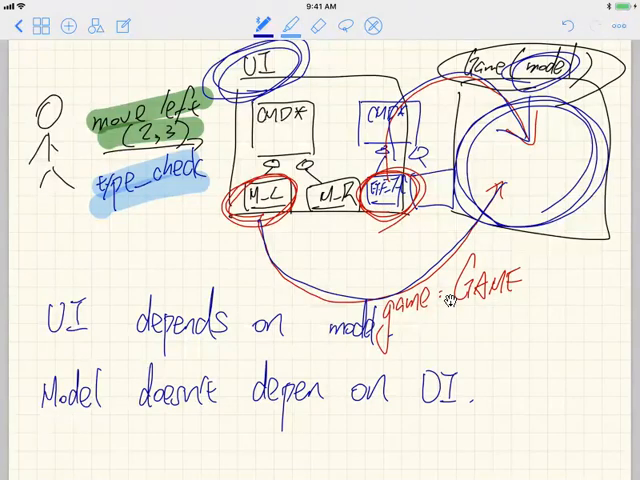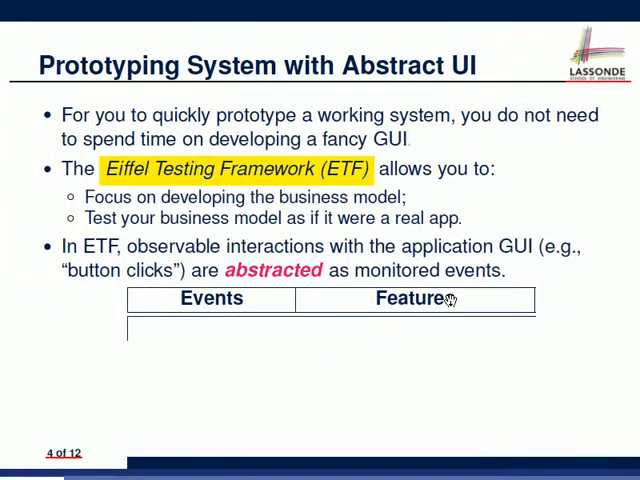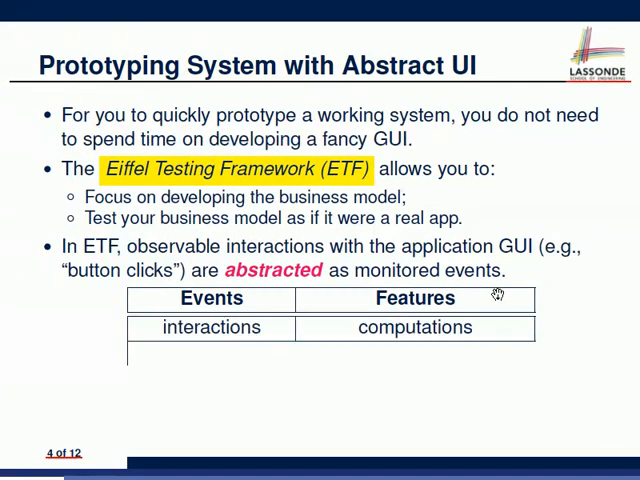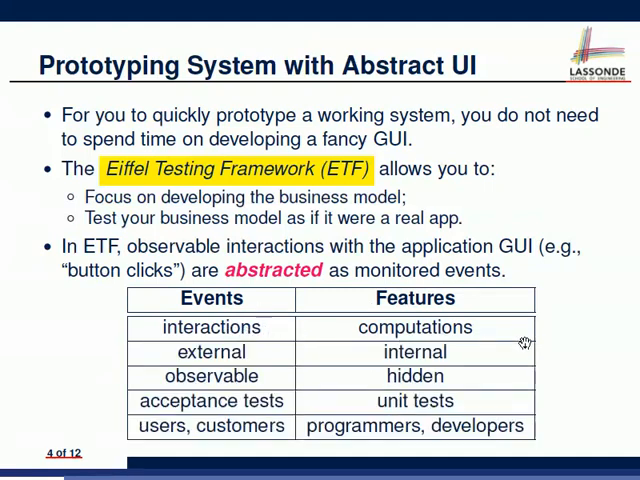Okay, let's go back. So now we got events and features. Features, or methods if you like the Java term. Events are simply interaction, features are computation, right? Just programming concepts, okay? You can just go over the rest. I just want to tell you the terminology, so they're different.